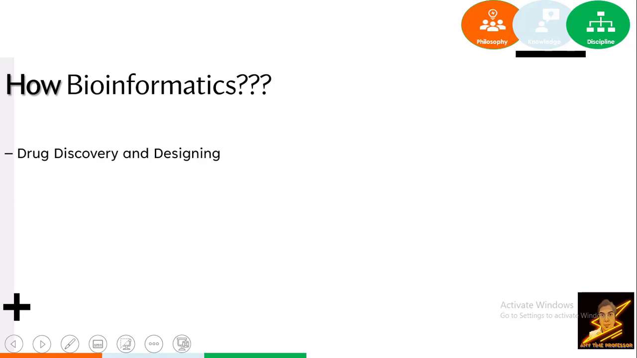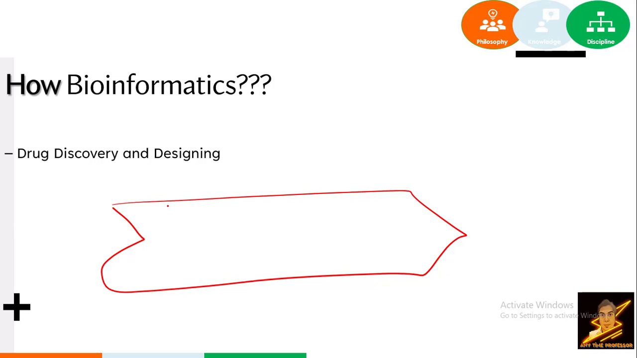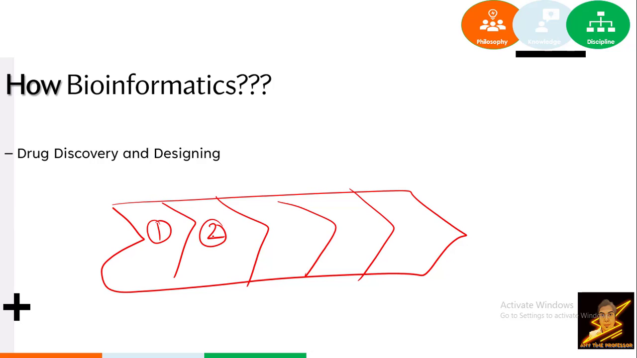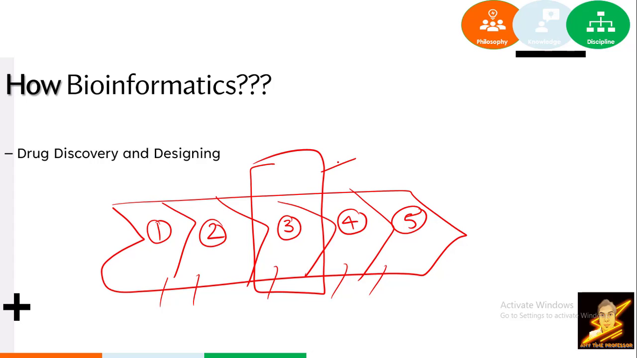The last but not least thing that we can cover by the use of bioinformatics is drug discovery and designing. The process of drug designing and discovery can be segregated into five components. The first is target identification, second is target validation, third is lead identification, fourth is lead optimization, and fifth is preclinical trials. All these come under drug designing. The most important thing here is lead identification.